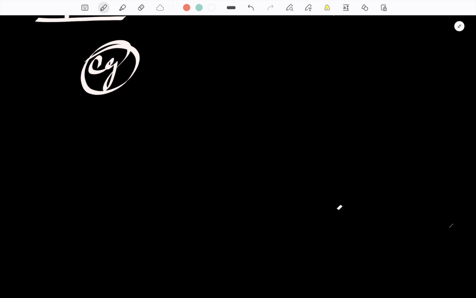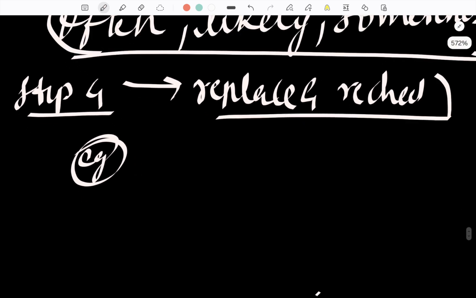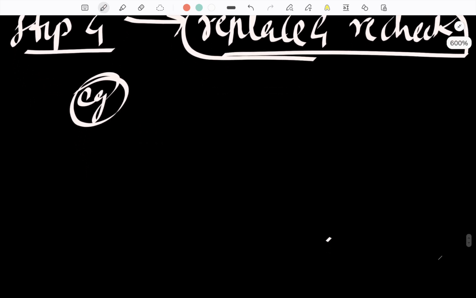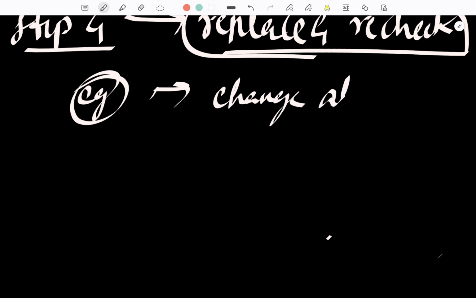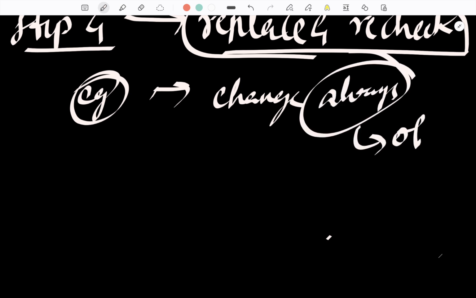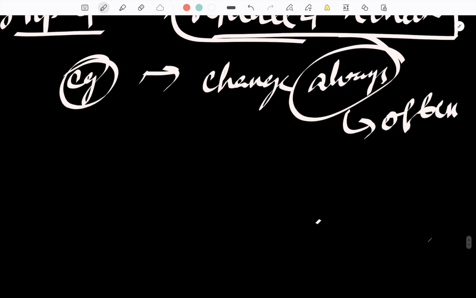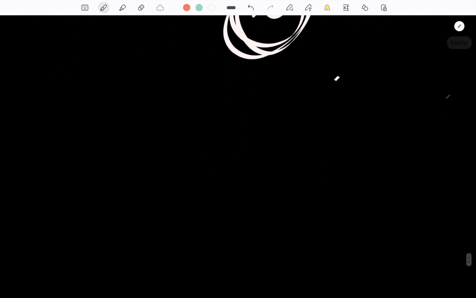No coaching can say it like me. This is the replace and recheck method. What is this method? For example, replace the extreme word with a softer version. Change always: if an option contains always, you need to change it to often. If the meaning completely changes, then the extreme answer is incorrect. Understanding?